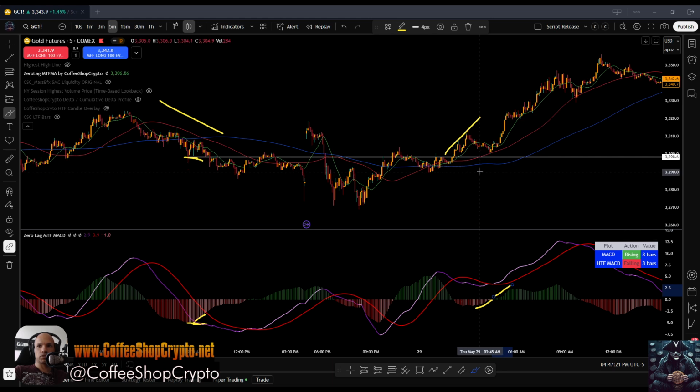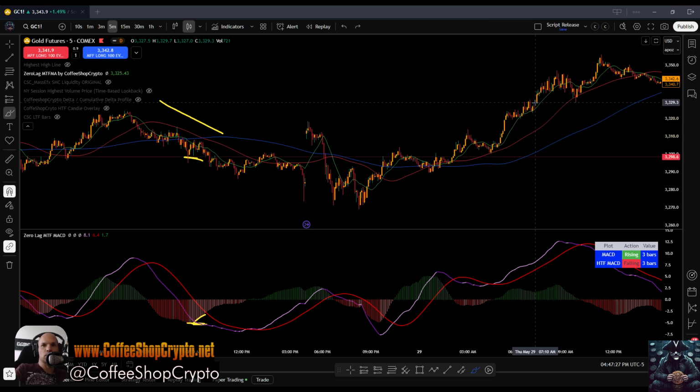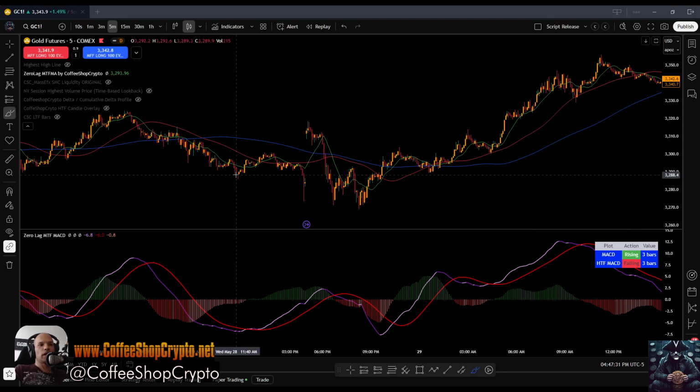So you get the uptrend beginning, right? And then you get the uptrend continuation. So that's how you can observe those things. Okay, let's get all this stuff off the chart. There we go. Now, so real simple way to use this. This is how I like using this.